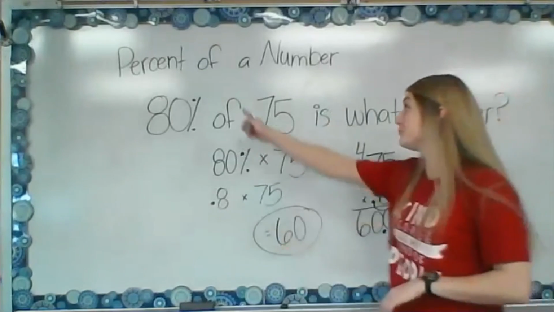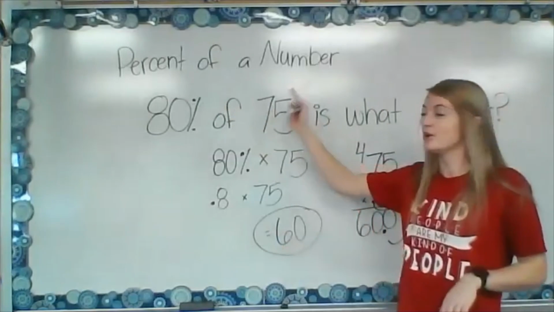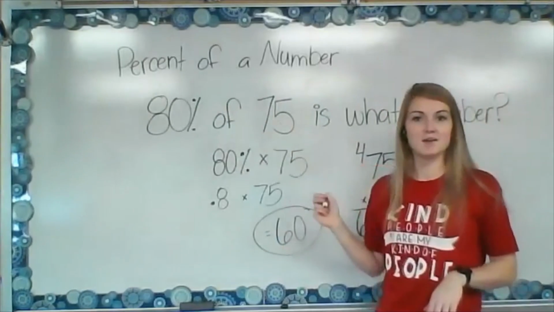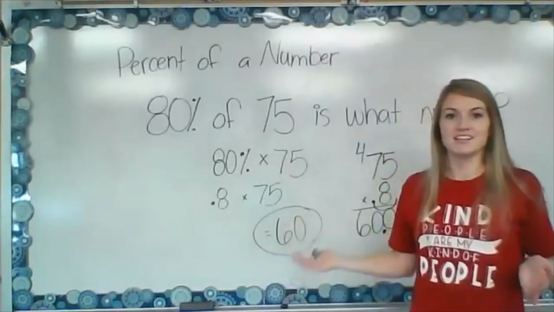Okay, so to find percent of a number, we're just multiplying. Okay, multiply the percent times the number to get your answer.